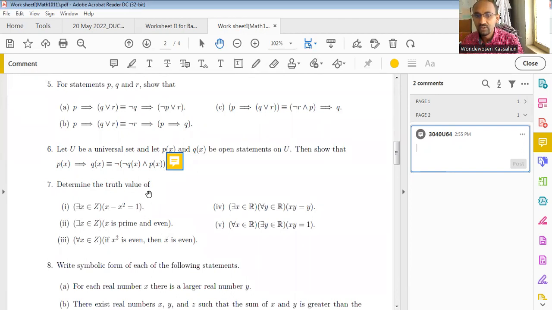Number 7, determine the truth value of these statements.